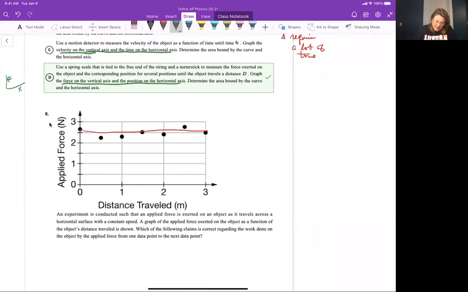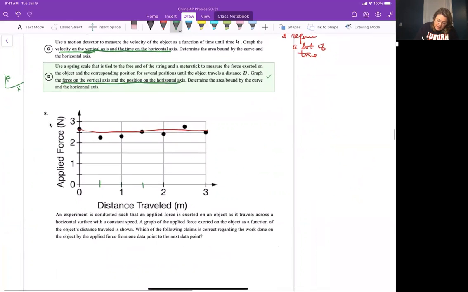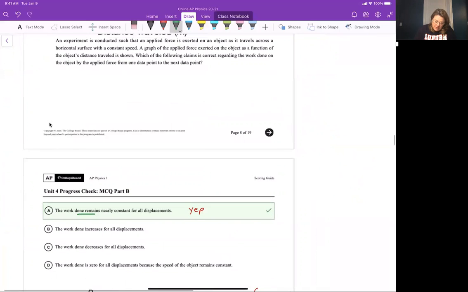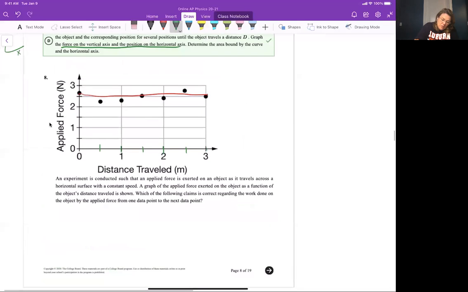Distance traveled. I have an applied force versus distance. So you can see these distances are approximately the same amount, and the force is approximately the same. Okay, no data is perfect. Which of the following claims regarding the work done? The work done remains constant for each displacement. Work increases. So the work, these are approximately the same little sections. If I wanted to calculate the work under each one of those, I would find the area between each one of those displacements, and they're about the same.